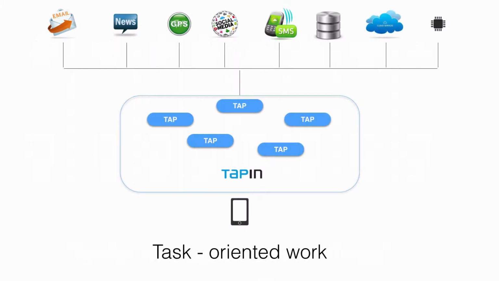Tap-In solves this by orienting the user toward their tasks rather than the vendor's app. Tap-In action plans, or TAPs, allow users to create automation processes to accomplish their tasks, no matter how complex. TAPs integrate with different internet services or devices as required through a single user interface. No programming is required. Let's see some sample TAPs at work.